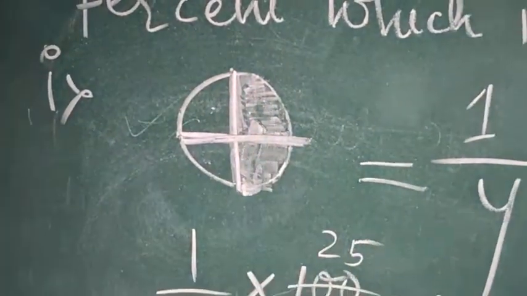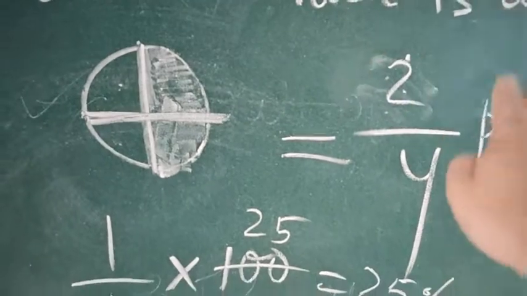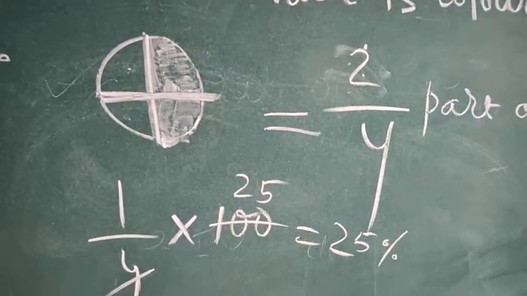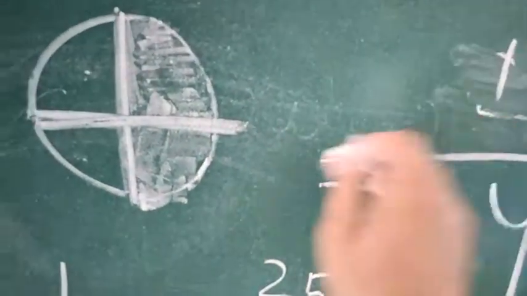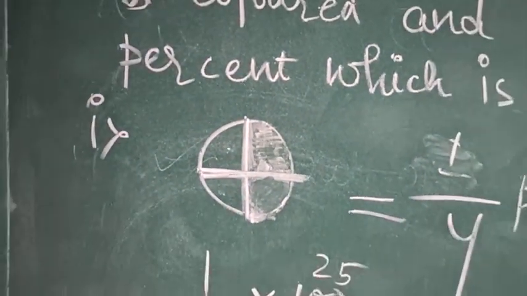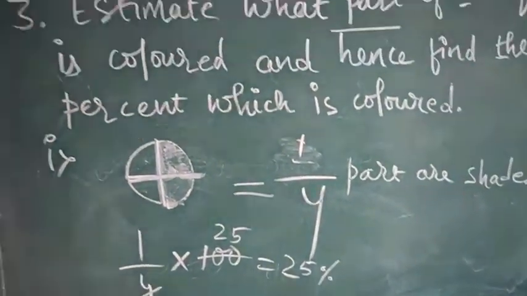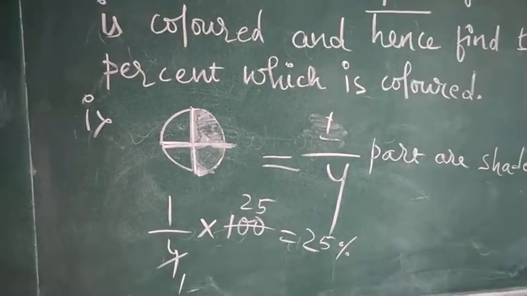But how many parts are now shaded, 1, 2. So at that time the answer would be 2 by 4 or 1 by 2. Okay, for now it is 1 by 4 because only 1 by 4 part of the circle is colored. Okay, so with this we are over with the part 1. Let us proceed to the next one.